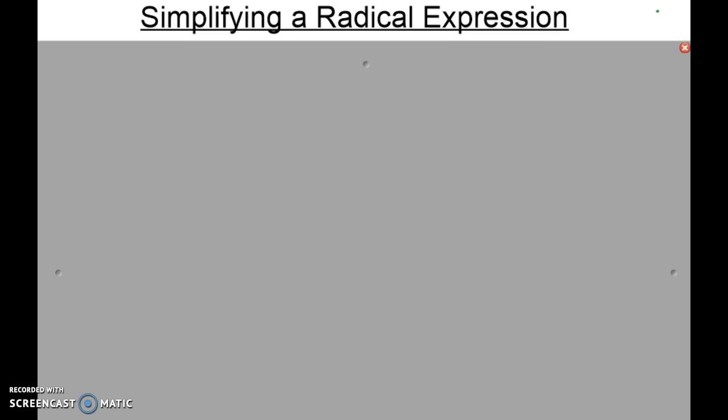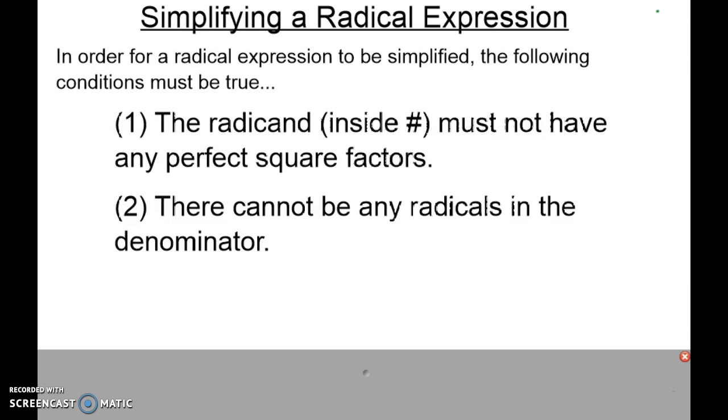When we talk about simplifying a radical expression, there have to be two things that are true. Number one, the radicand, or the number that is inside the radical, must not have any perfect square factors. Number two, there cannot be any radicals in the denominator. For example, 1 over the square root of 3 would not be considered simplified. So we need to talk about both of these cases and how you would go about simplifying them.